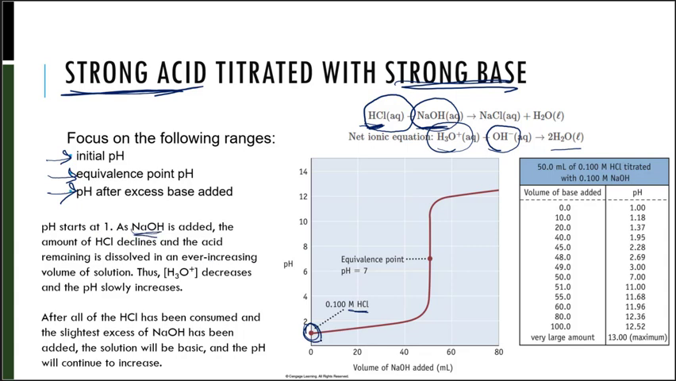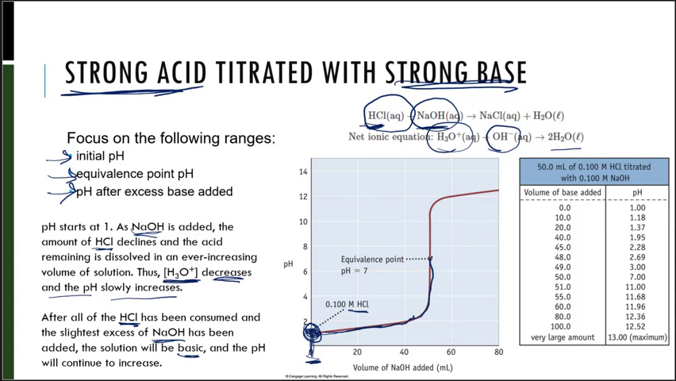As sodium hydroxide is added, so this is when I have 0 milliliters of sodium hydroxide added. Then I start adding my sodium hydroxide, and we can see that slowly the amount of hydrochloric acid declines and the acid remaining is dissolved in an ever-increasing volume of solution. So our hydronium ion concentration decreases and the pH slowly increases. After all of the hydrochloric acid has been consumed, and the slightest excess of sodium hydroxide has been added, the solution will be basic and the pH will continue to increase.